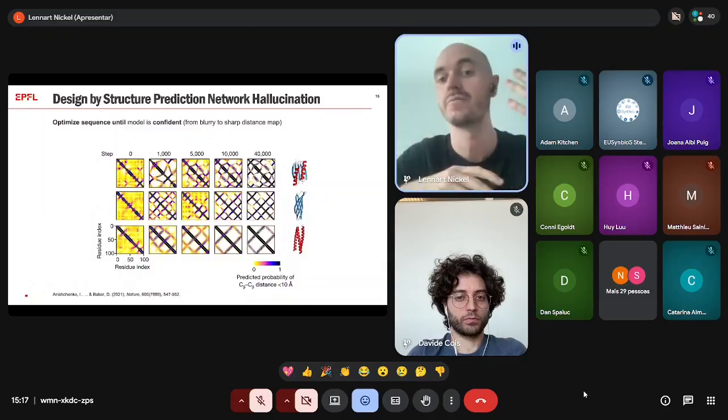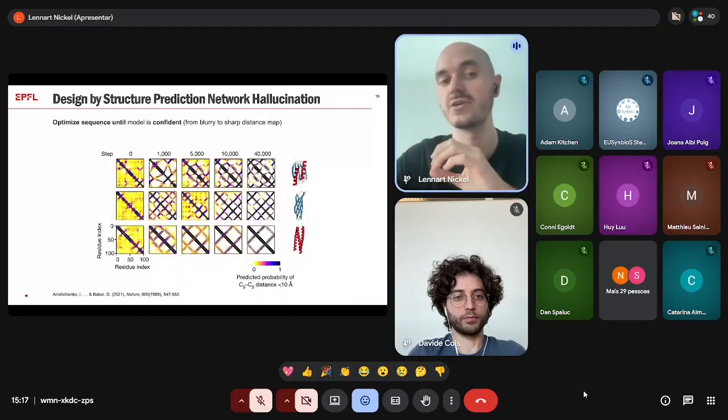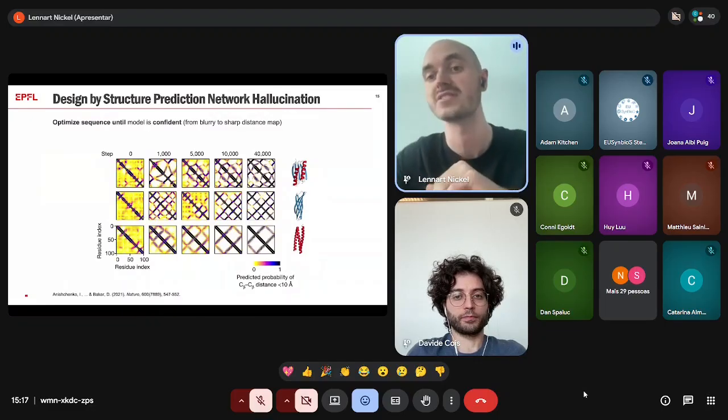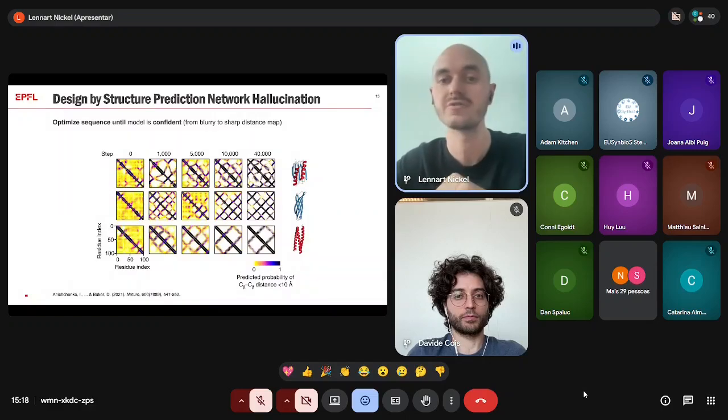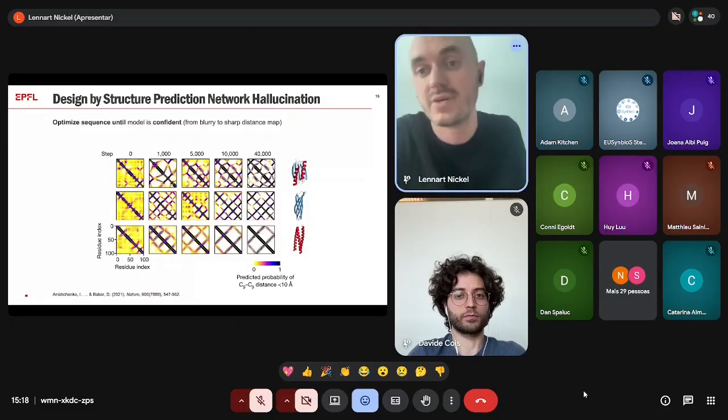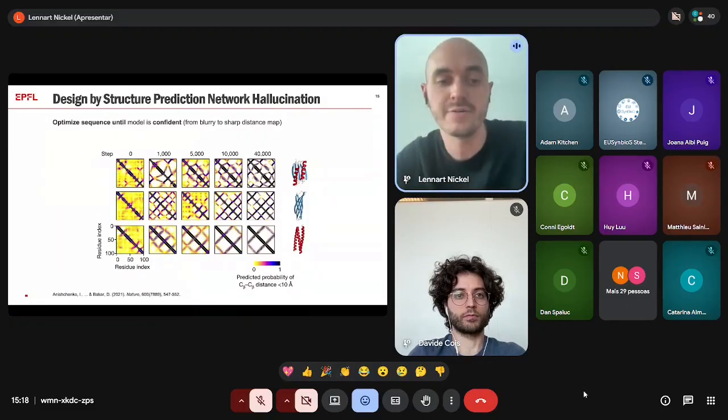So we can ultimately go from a random sequence to a folded protein if we optimize for confidence, as represented here as the confidence of the contacts in the contact map. But you also see that we needed 40,000 steps to get there. So it takes a long, long time. It's computationally quite heavy to get to this point. So maybe there is something that we can do better.